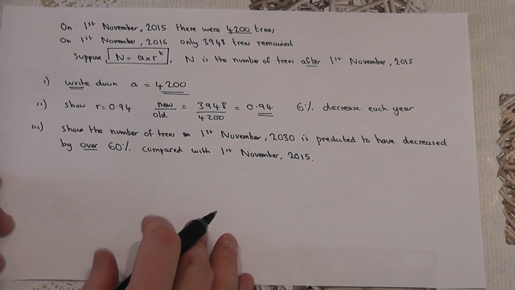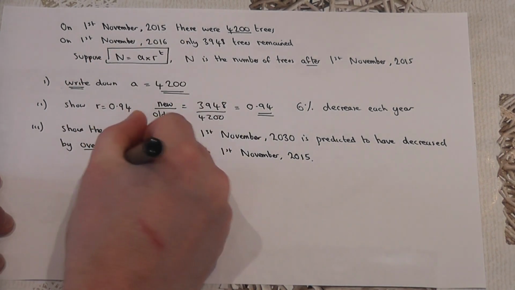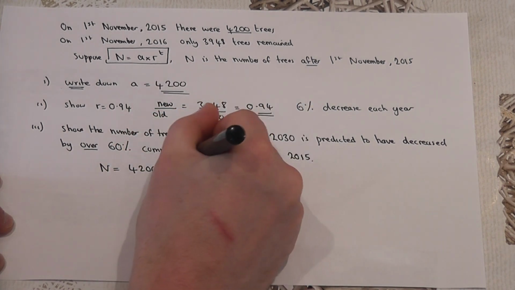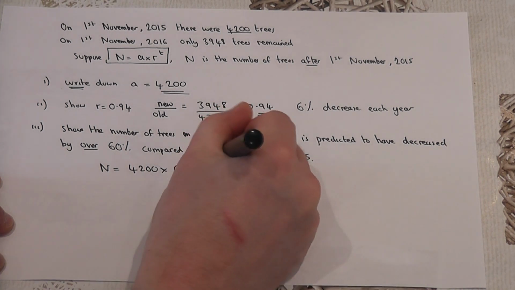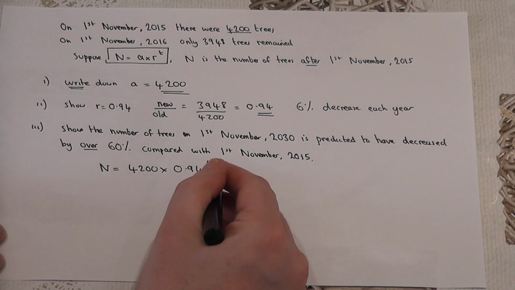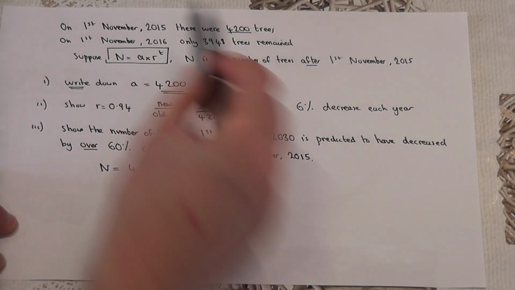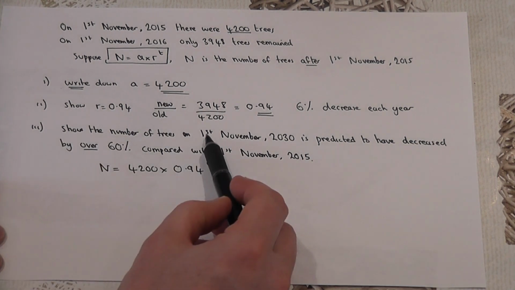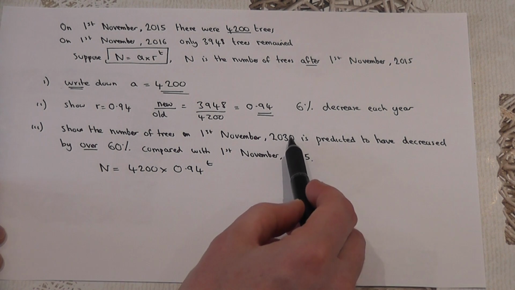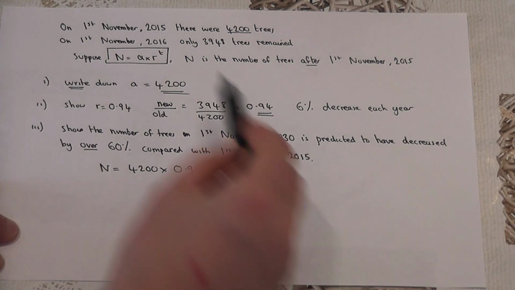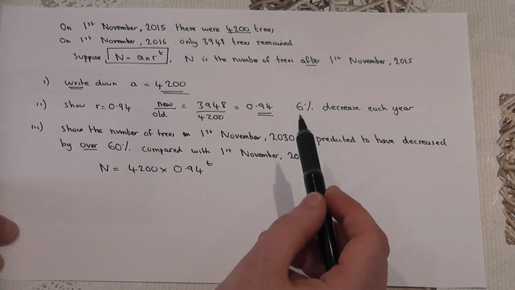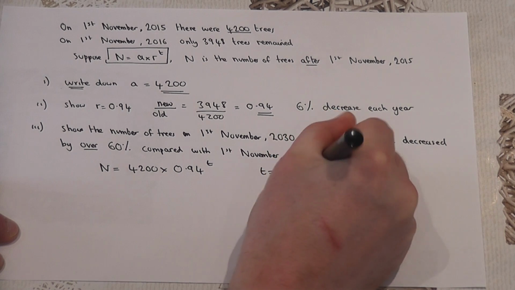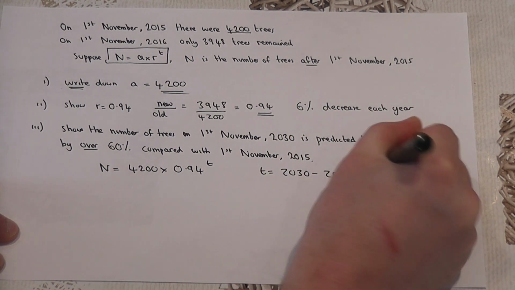So we've now got a model, and the model is n equals a times by r to the power of t, where t is the number of years after 2015. And in part 3 we're asked to look at the number of trees on the 1st of November 2030. Now this is 15 years after the forest was planted. So in this case t must be 2030 take 2015, which is 15.